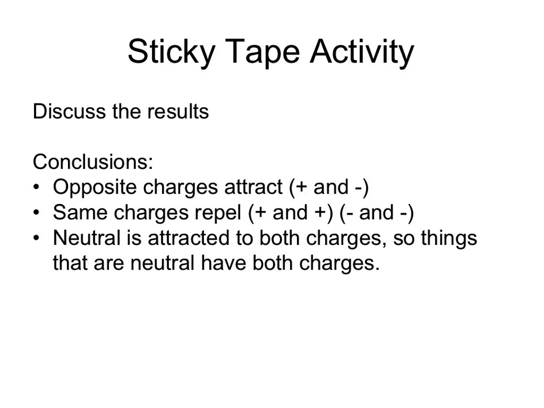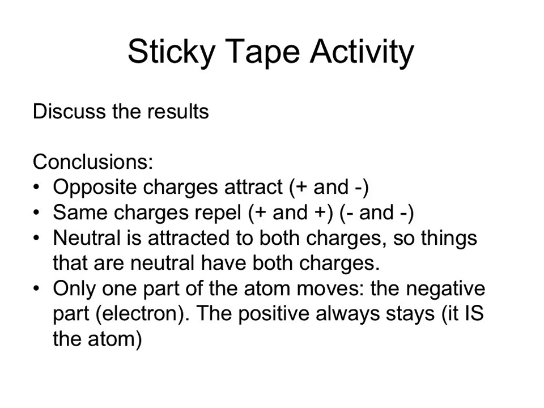So the only part of the atom that can actually move is the electrons, which are on the outside. And it's actually only going to be the valence electrons. So most of the electrons stay put. It's just those valence ones in the last energy level. They're the ones that are going to be moving. Protons are not going to move. Neutrons are not going to move. They can't move. So the only thing that can move is the electrons, the negative part. The positive part is always going to stay put.